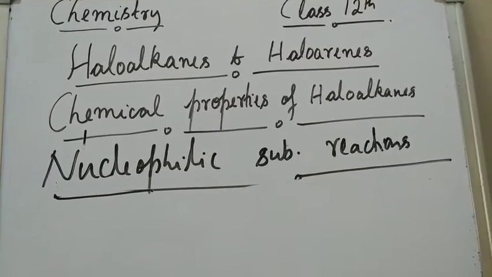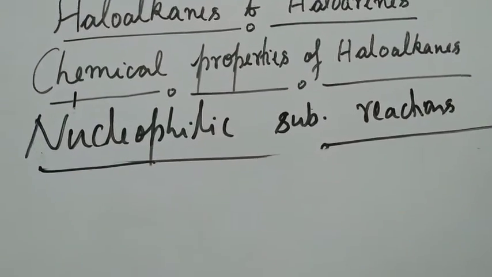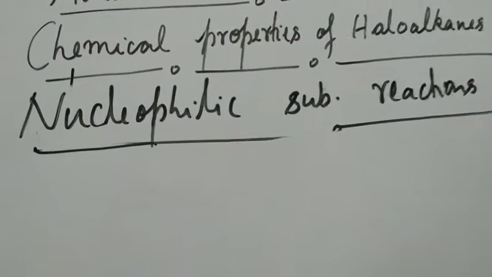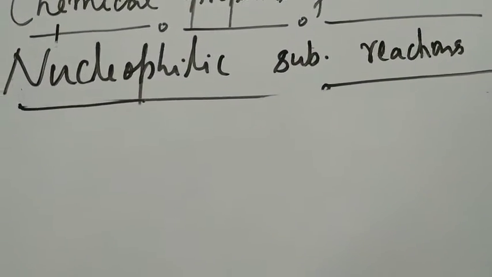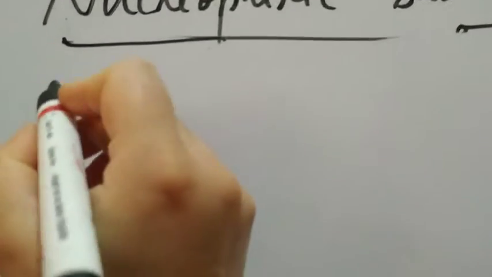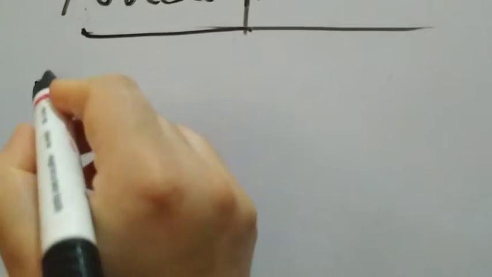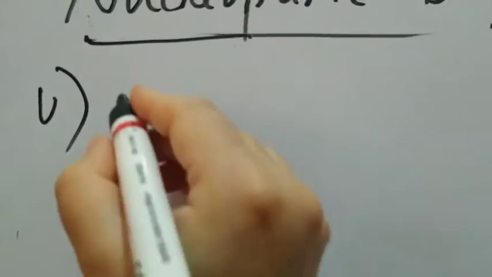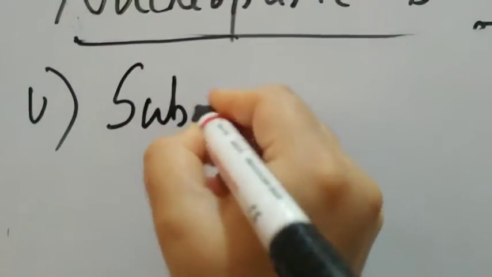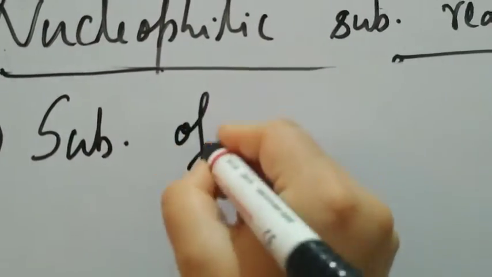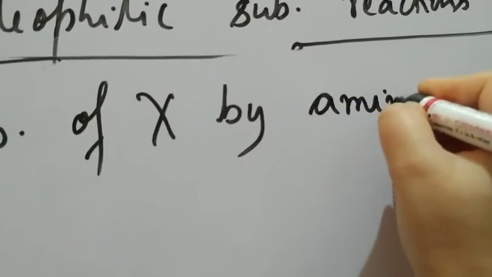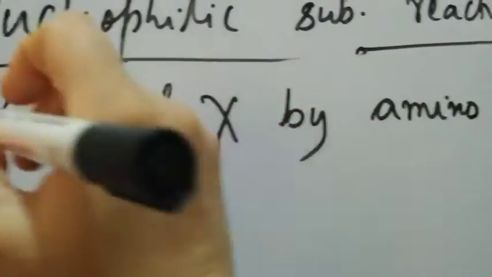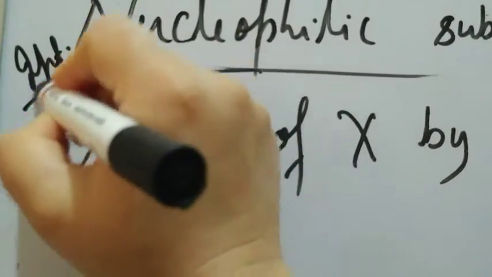Alright, before studying the mechanism of nucleophilic substitution reactions, we'll have to take a look at two more possible substitution reactions. I think we left at number 4 last time. We'll be doing number 5. Another substitution that is possible is substitution of X by amino group.